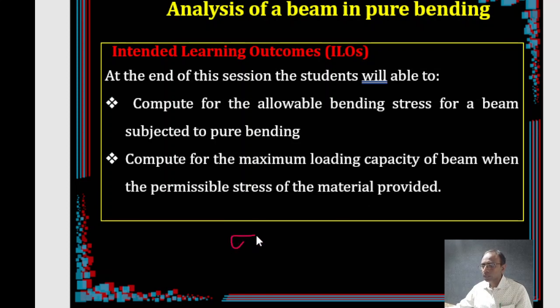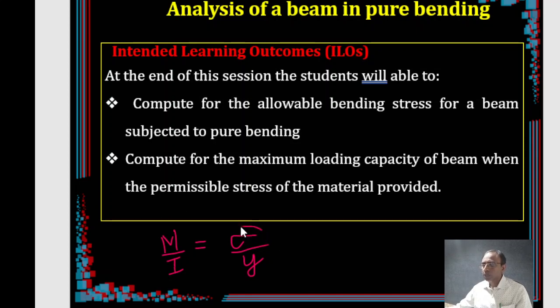So what is the governing differential equation for that? M by I is equal to sigma by y, or f by y. Some people write f, some people write sigma, it doesn't matter, you can use any symbol for stress. So this is the governing equation that we are using. Of course E by R is there in the equation, but we are not going to use that here. Only these terms are sufficient.